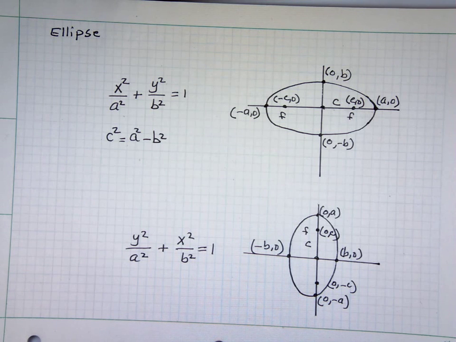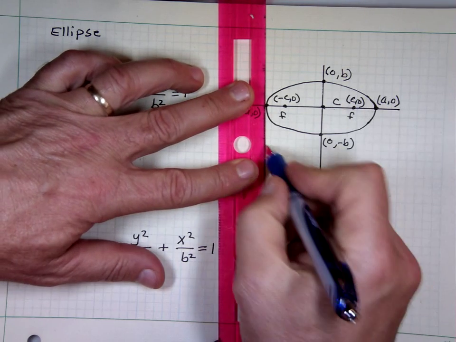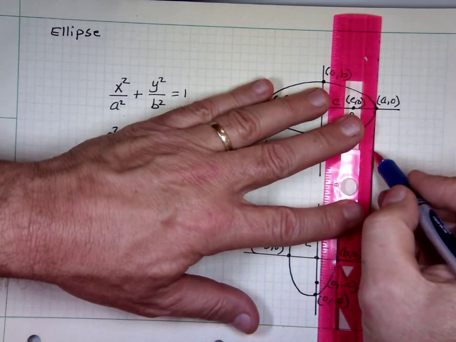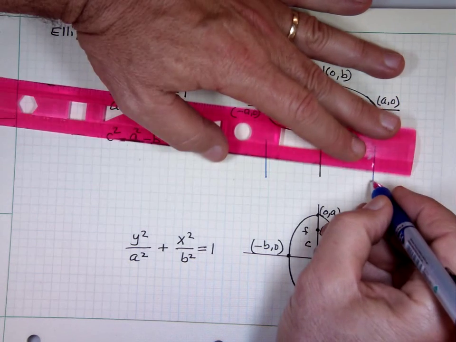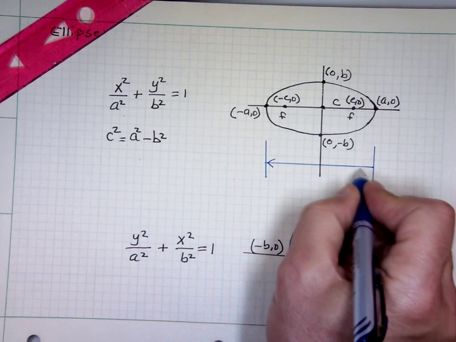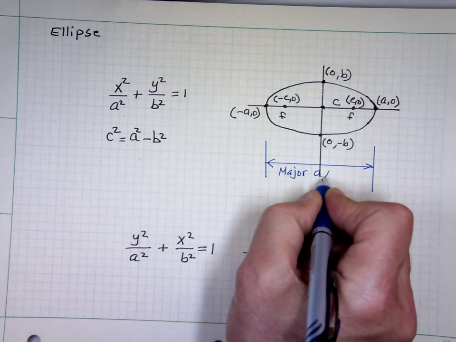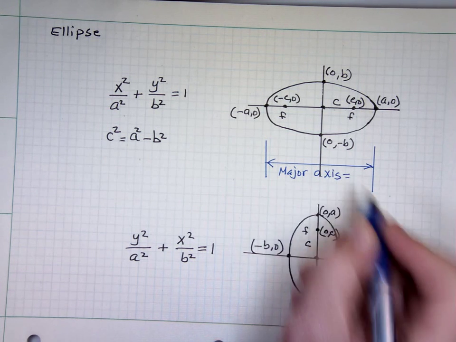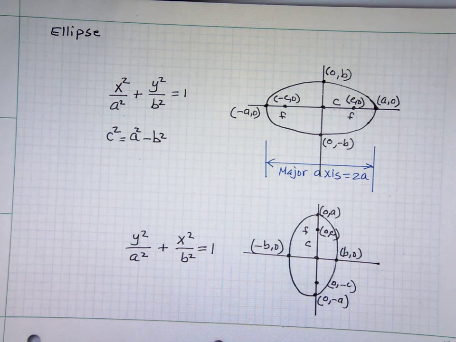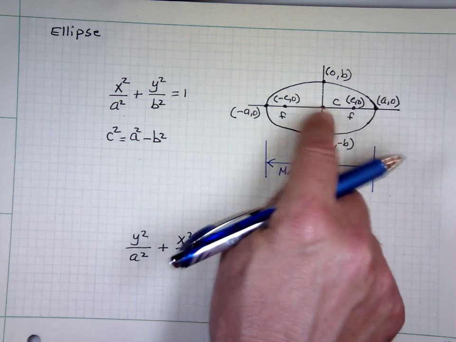And the longer side is called the major axis. So if you measure the distance from here to here, that's called the major axis. Which, if you look at it, isn't that twice a? The major axis equals twice a. There's a from here to there, there's a from here to there.